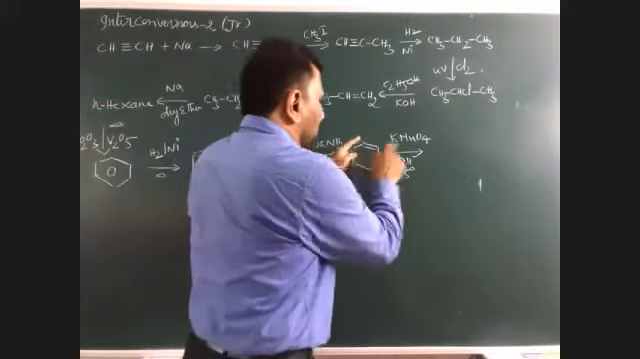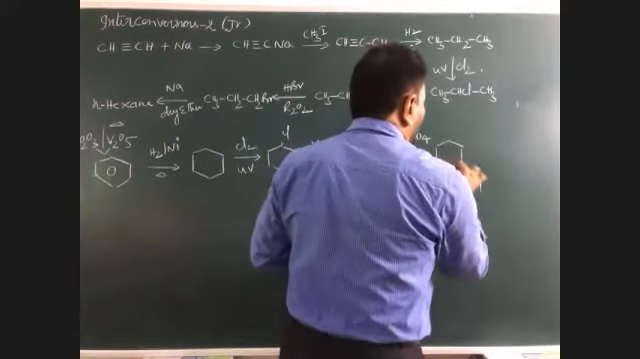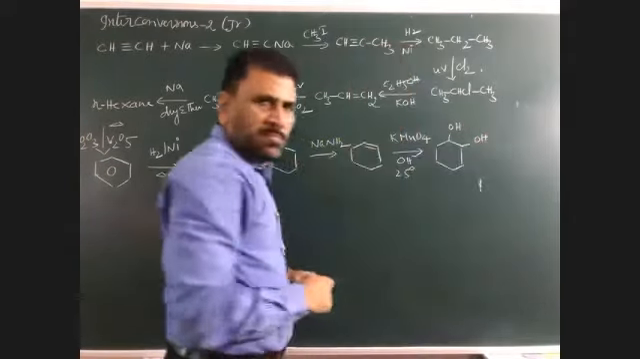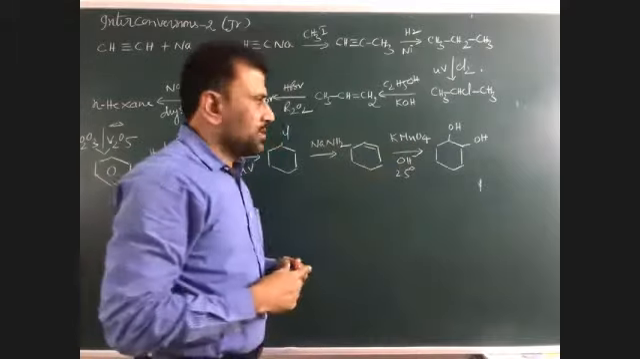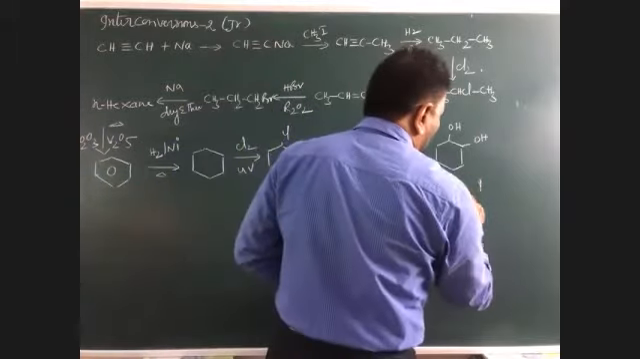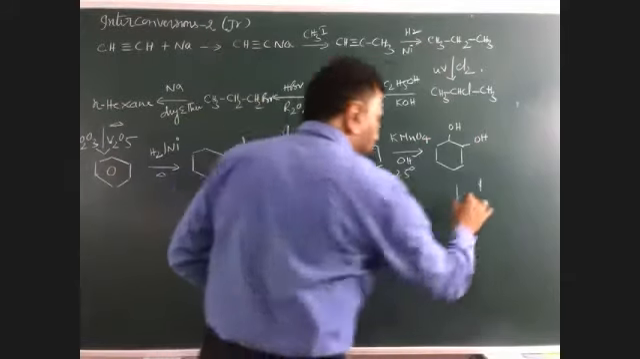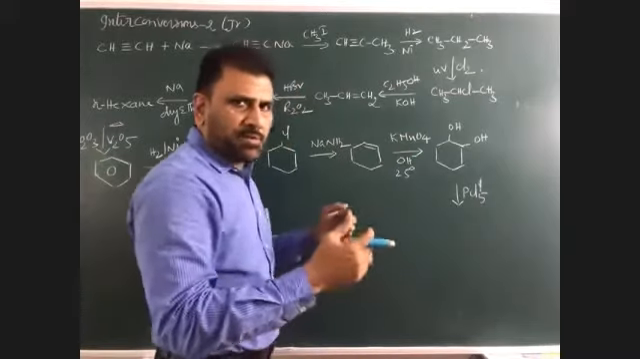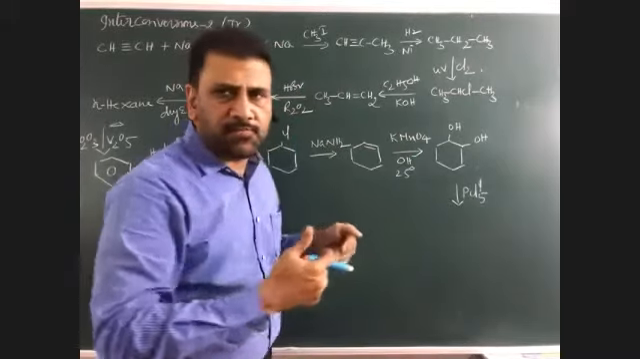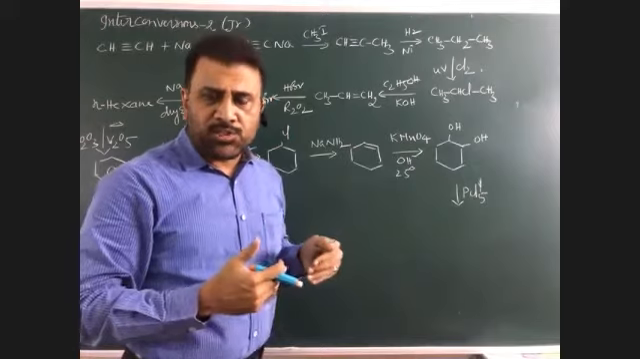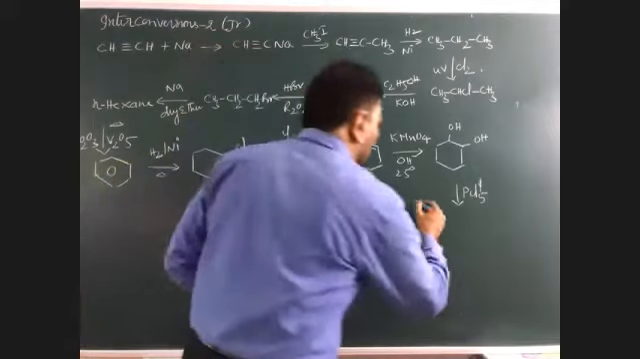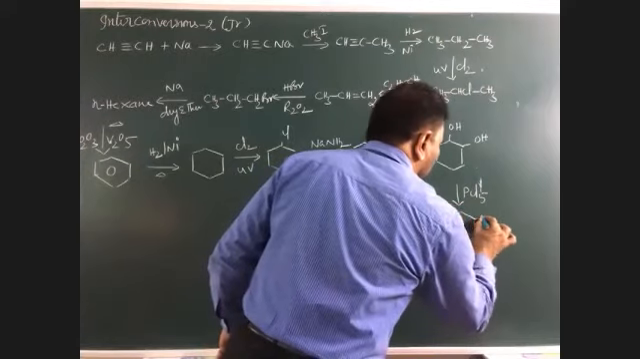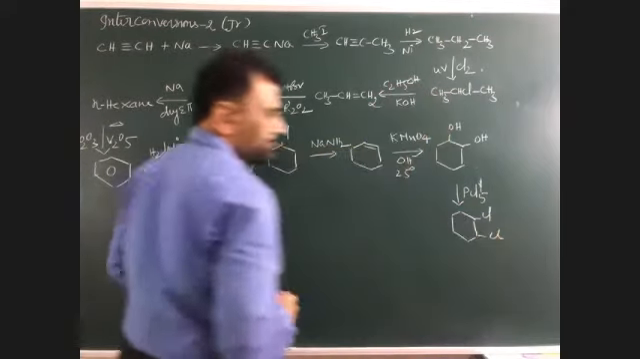That means the pi bond is removed and the molecule will be like this: OH and OH. This is called hydroxylation. This compound on reaction with PCl5, or as I told you in the previous video, PCl5, PCl3, SOCl2, they produce this compound, that is Cl and Cl.